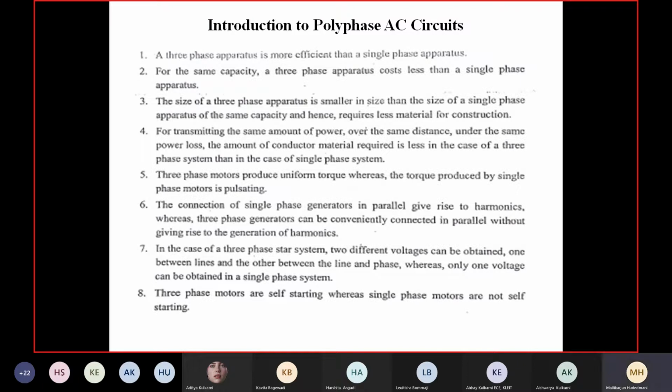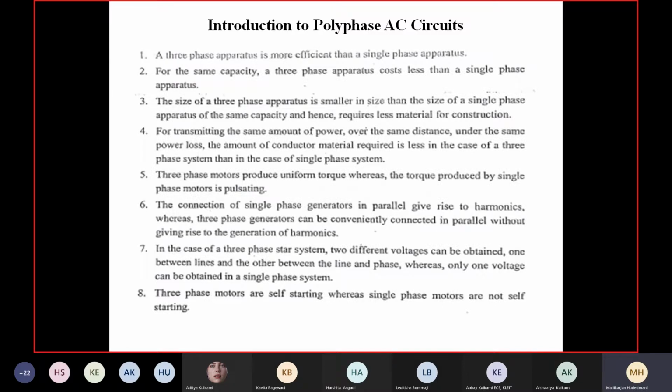Will you choose a single phase motor of 10 HP or a three phase motor of 10 HP? This question comes to our mind. In that regard, for equipment of a certain capacity, when I compare the three phase mode and single phase mode, three phase equipments are cheaper compared to single phase.